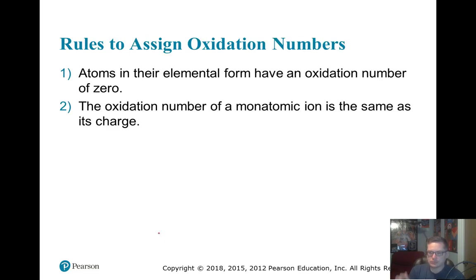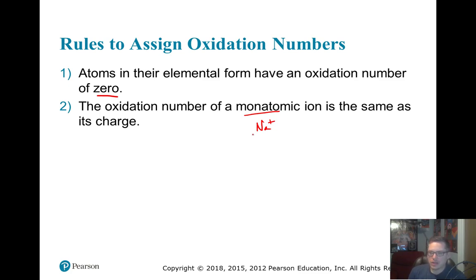So there's going to be a whole slew of rules, and just pause the video, jot them down, and we'll do a bunch of practice problems to help you get used to them. Anytime you have an atom in its elemental form, it has an oxidation number of 0. So remember the diatomics. If it's diatomic, just sitting there in its elemental form, then it has an oxidation number of 0 automatically. If you have a monatomic ion, something that's just chilling out in space, say Na+, the oxidation number on this ion is the same as its charge, and since it's 1 plus, the oxidation number is +1.